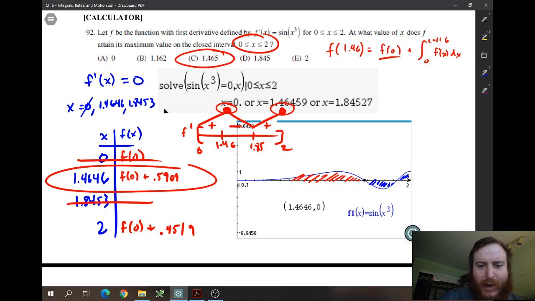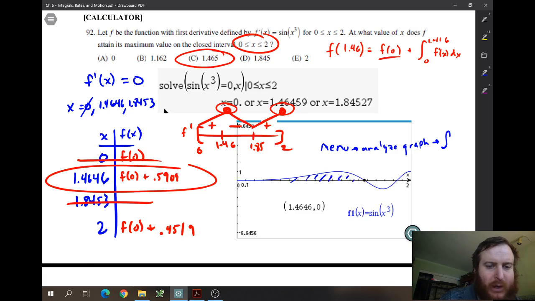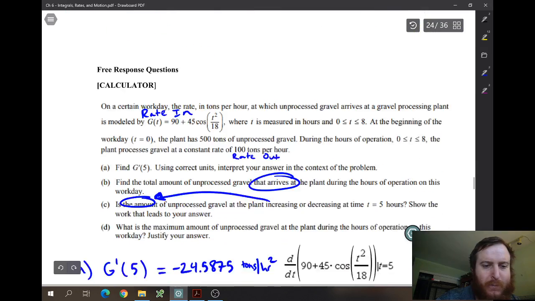You could have also on your calculator, in like menu, analyze graph, there's an integral option. Or you can just do the integral by hand, like you could have done the integral from 0 to 1.46. So the integral from 0 to 1.46, that area was 0.59. And the integral from 0 to 2 was 0.45. So this we added on more, that kind of confirms it. But this was a tricky question for sure.